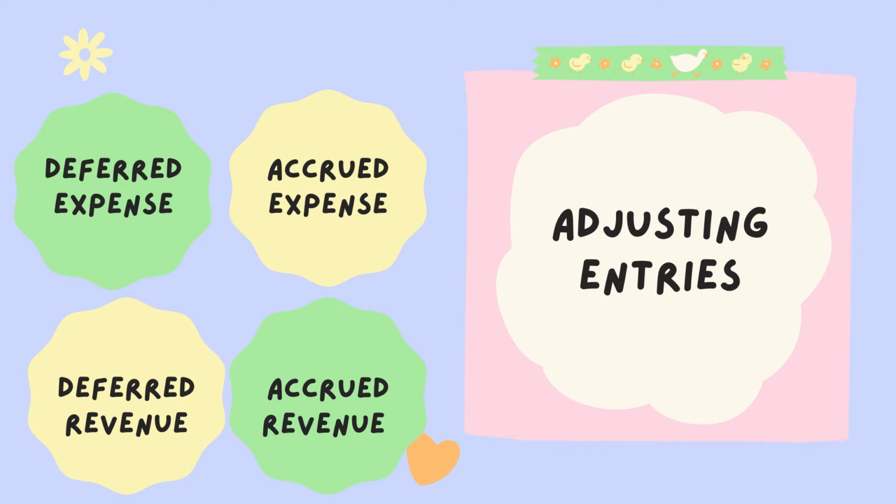So, deferred expense, I paid in advance before it's incurred. Deferred revenue, I received cash in advance before it's earned. Now, the second part is accruals. We have accrued expense and accrued revenue.